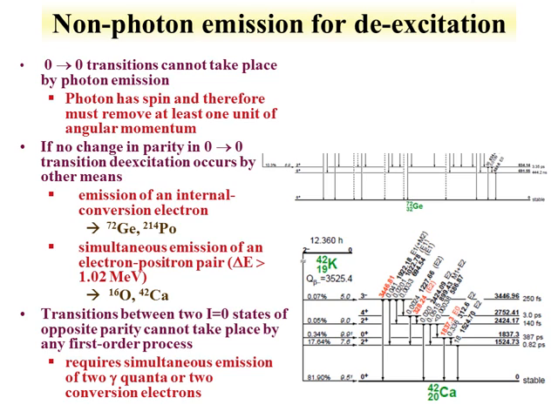For nuclei in 0 plus excited states, it's possible to have a de-excitation of that nuclear excited state without the emission of a photon. So there are a few non-photon emissions for de-excitations. As an example, here's part of the nuclear excited state scheme for germanium-72. We can see there's this 0 plus state. The transition from that excited 0 plus state to the ground state cannot take place by photon emission, because a photon has spin and therefore must remove at least 1 unit of angular momentum. In 0 to 0 transitions, there are no units of angular momentum lost. And if no change in parity occurs, de-excitation must occur by other means.